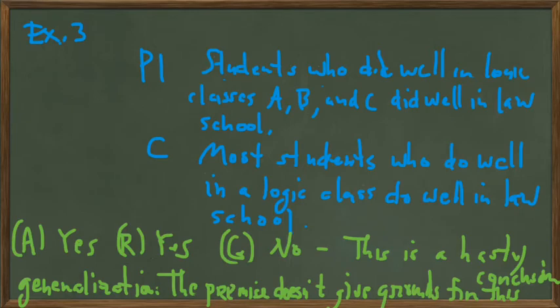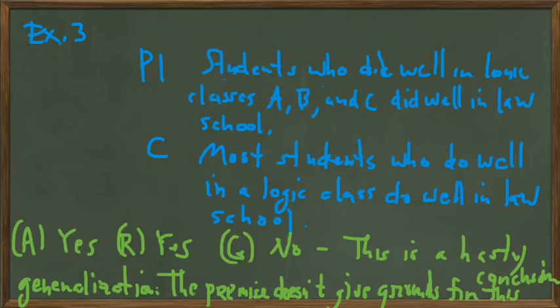So yes, the premise is acceptable, and for R, it supports the conclusion, but no, the premise is really not providing grounds for this conclusion. This is actually a hasty generalization. We do not know if this sample is a sufficient sample to make this conclusion.